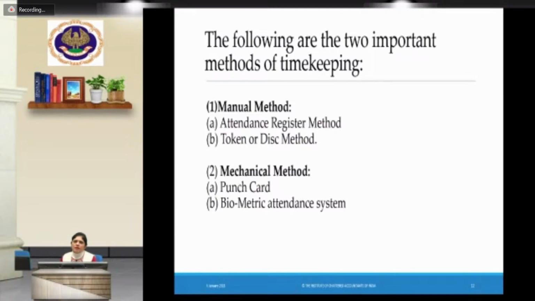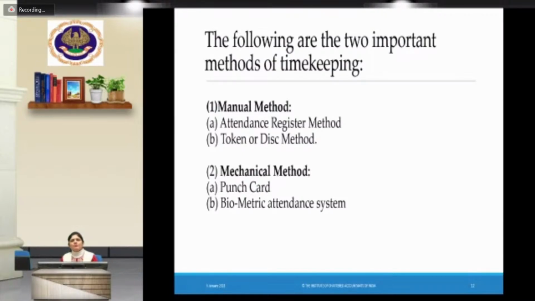Mechanical methods are most popularly used these days. So punch card. Punch card means every employee or worker has a card which has the information in a digital form. All right. So the employee either has to insert the card into the punching machine, or can just place the card on the punching machine and it reads the data of the employee. So yes, manipulation can be controlled to a greater extent, but here also there can be some manipulation.